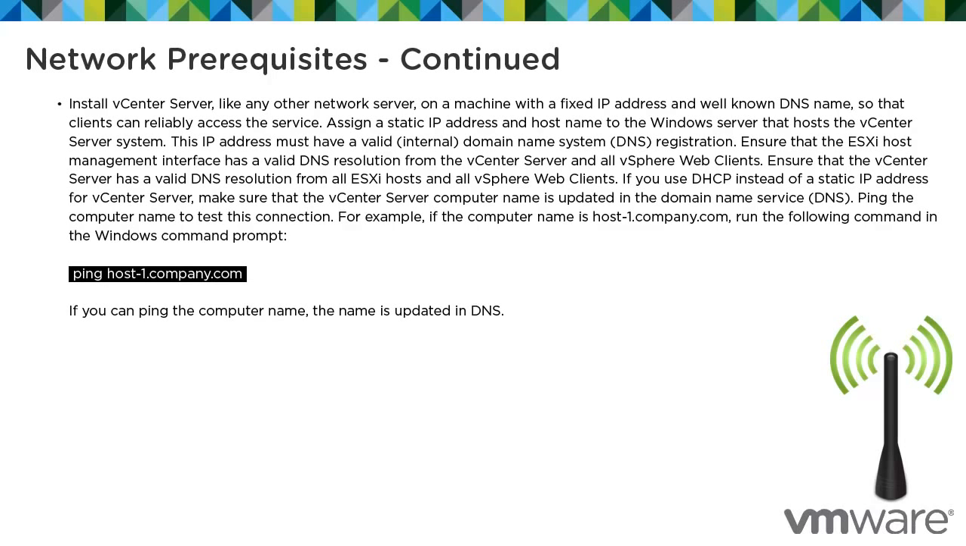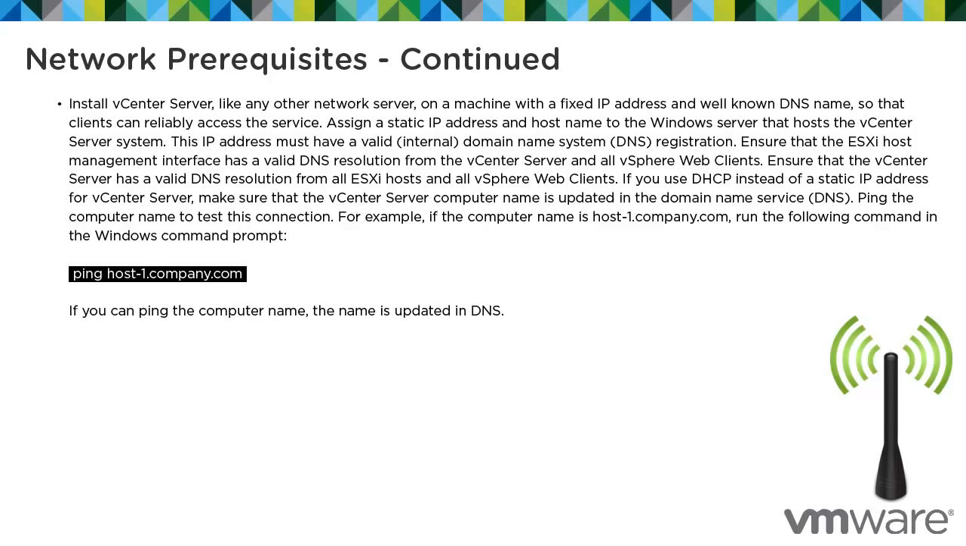Install vCenter Server like any other network server on a machine with a fixed IP address and a well-known DNS name, so that clients can reliably access the server. Assign a static IP address and host name to the Windows server that hosts the vCenter Server system. This IP address must have a valid internal domain name system registration. Ensure that the vCenter Server has a valid DNS resolution from all ESXi hosts and all vSphere Web Clients.